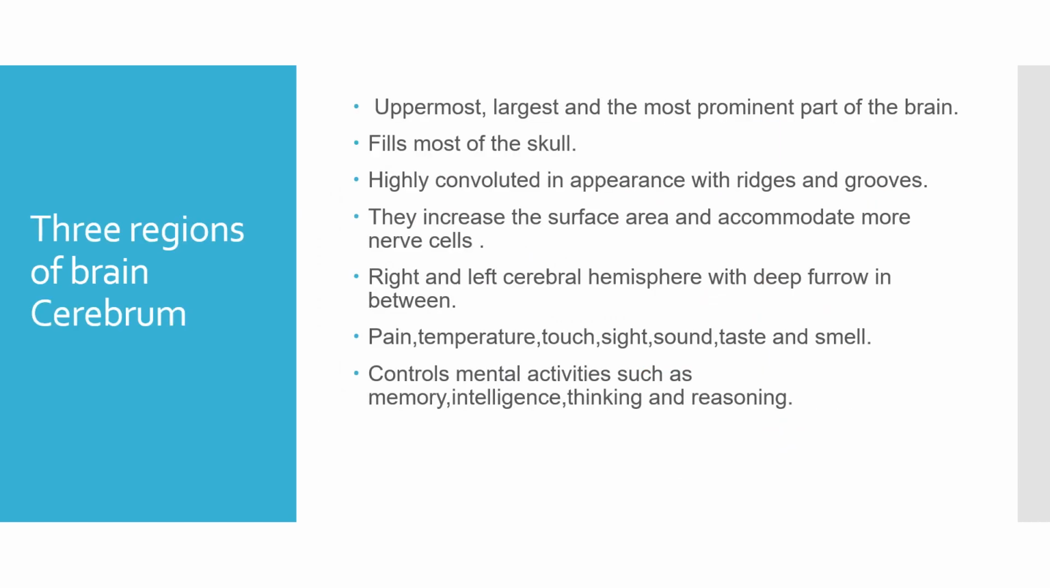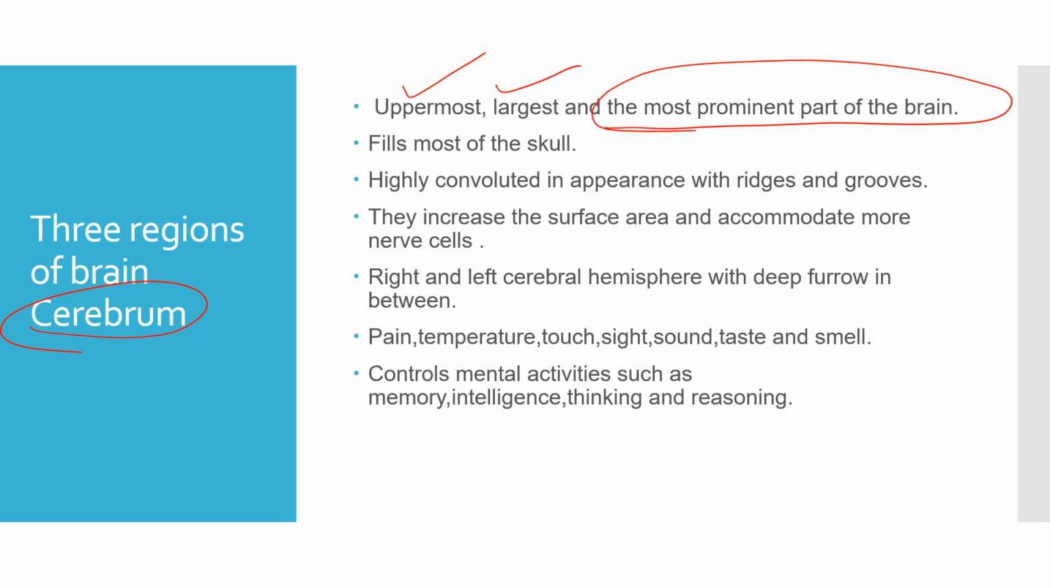Now, of the 3 main regions of the brain, the first one is the cerebrum. So what is cerebrum? In the next slide we will be seeing the diagram. Now let us discuss what is cerebrum. This is the uppermost, the largest and the most important part of the brain, occupying the major part of the brain. It fills most of the skull, and other parts of the brain like the cerebellum and the medulla oblongata are smaller parts of the brain.